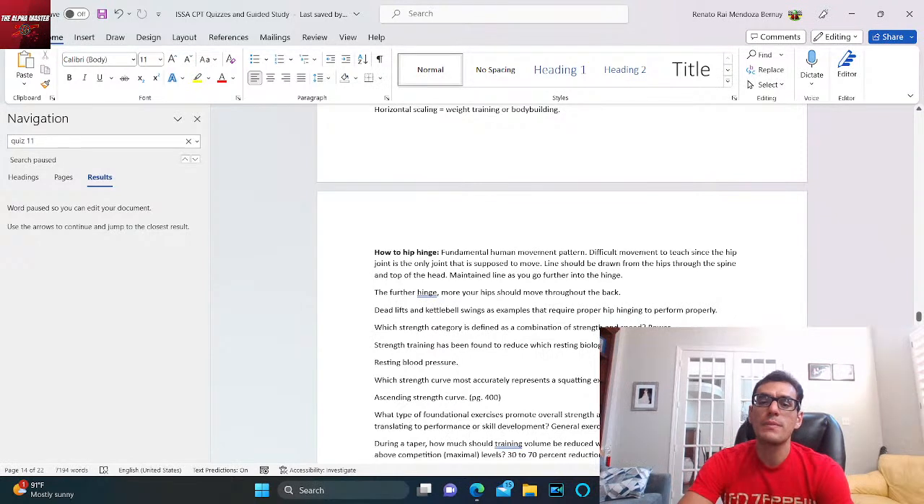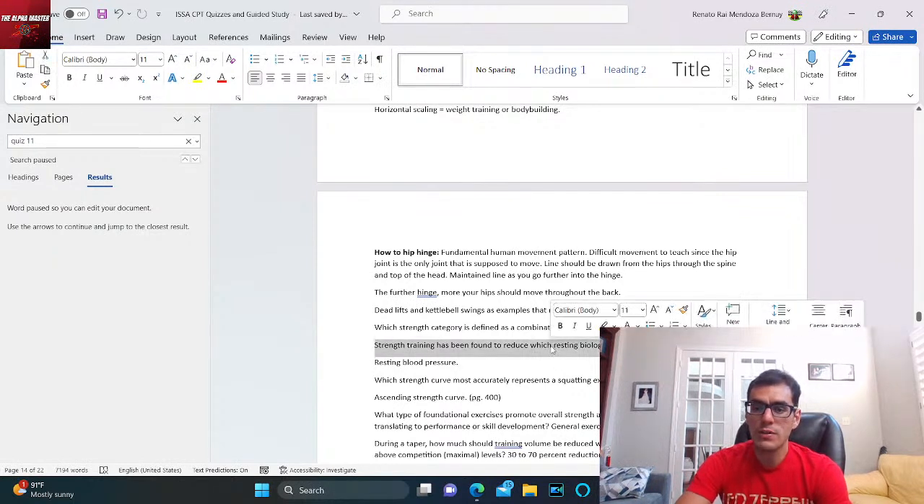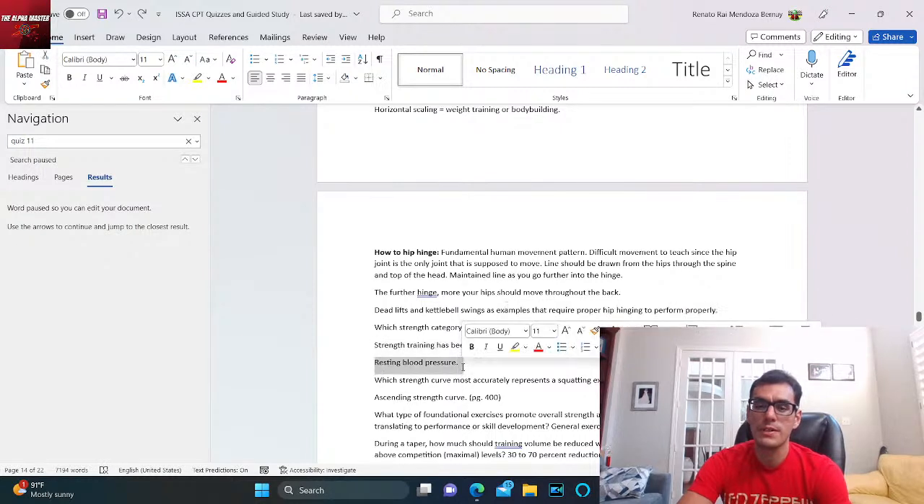Which training category, if any, is a combination of strength and speed? Power. Strength training has been found to reduce which resting biological measure? Resting blood pressure.